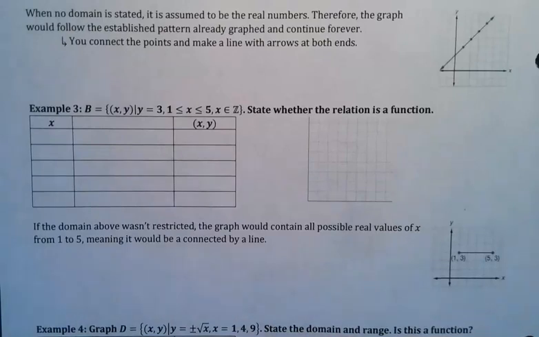All right, so when no domain is stated, so if it doesn't say x equals 1, 2, 3, 4, it is assumed to be the real numbers. Therefore, the graph would follow the established pattern already graphed and continue forever. You are going to connect the points and make a line with arrows at both ends. Again, this is when no domain is stated, if it just gives you an equation.